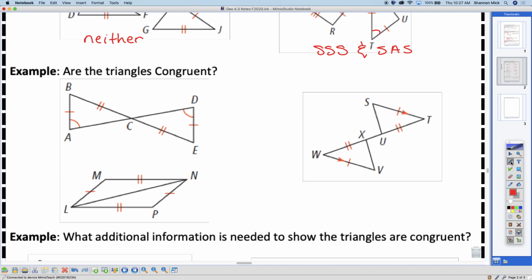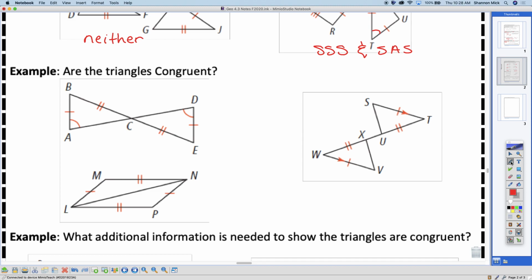Okay. So, are the triangles congruent? No. If they are, we have to say why. Okay, the only two we have right now are side, side, side and side, angle, side. Correct? Okay, so we got neither. It's neither, yeah. So, no, it is not congruent.